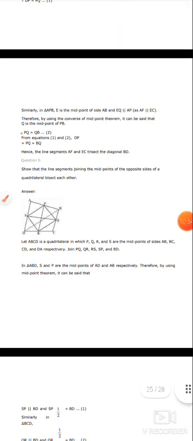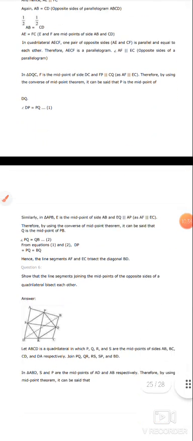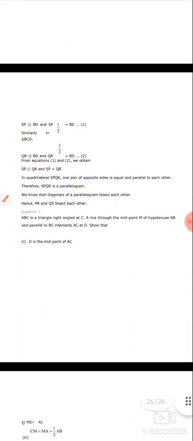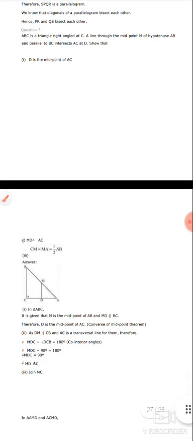Now question number 5, question number 6 and question number 7 are all based on the application of the midpoint theorem only. So you have to do them. Now in question number 7, the last part, that is CM is equal to AM, you have to prove. In that, first of all you will prove two triangles congruent, and then you will have to use the CPCT condition. Then after that you can prove that it is equal to half of AB. Okay, so questions number 5, 6 and 7 are there in your homework.